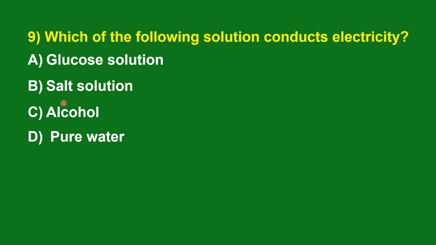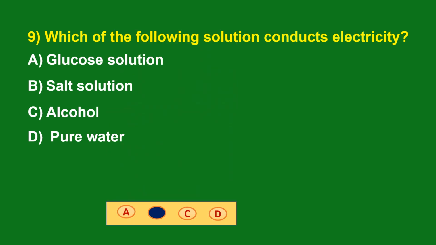So here option B, this is the salt solution. This salt solution can conduct electricity because it produces ions in the aqueous condition. So out of these four options, salt solution can produce ions and it can conduct electricity. Therefore, the right answer is option B, salt solution.